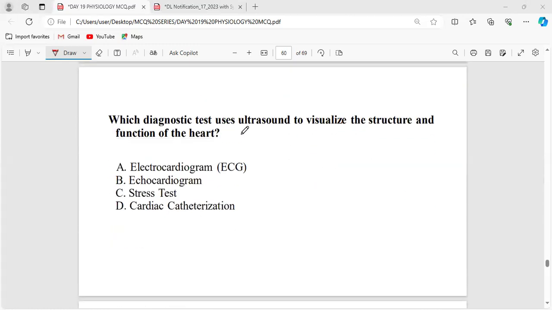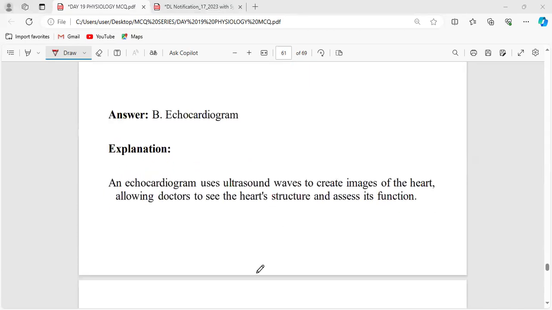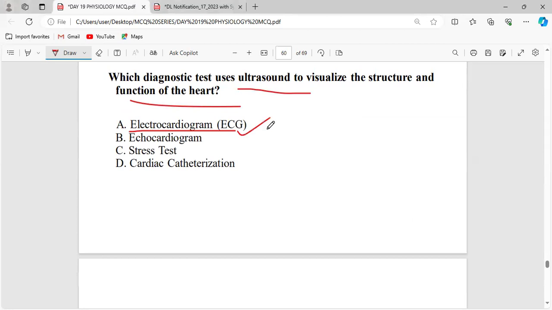Okay, which diagnostic test uses ultrasound to visualize the structure and functions of the heart? Lalita and Anjaneyulu, just recheck your answer. See, the electrocardiogram is used to diagnose the electrical impulse of the heart. And echocardiogram is the one used to test with ultrasound, to visualize the structure and functions of the heart.